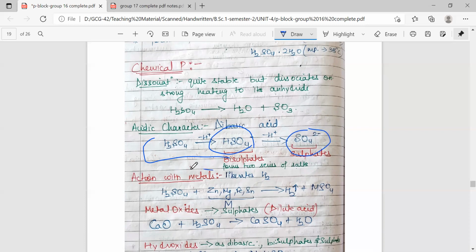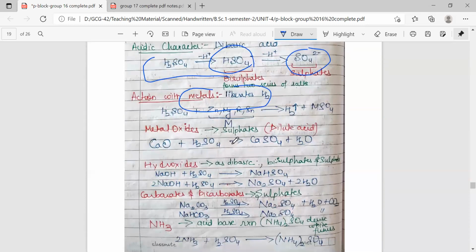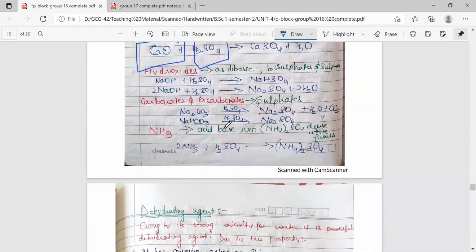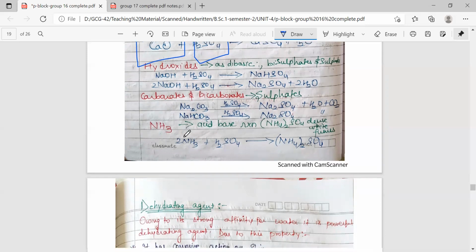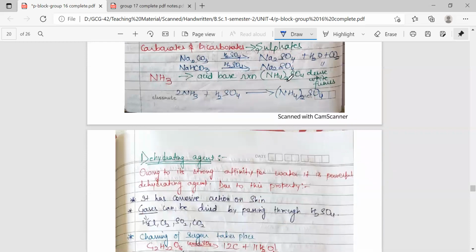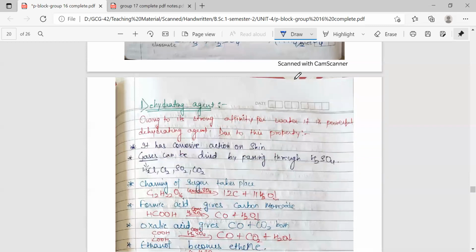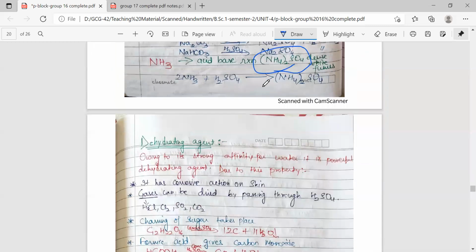In action with metals, it will release hydrogen gas. With metal oxides, which are basic oxides, it reacts with the acid to give the corresponding salts. With hydroxides, it gives the corresponding salts. With carbonates and bicarbonates, it gives sulfates. With ammonia, which is again a base, we get the corresponding ammonium sulfate, with dense white fumes. This can be used as a test for this group.